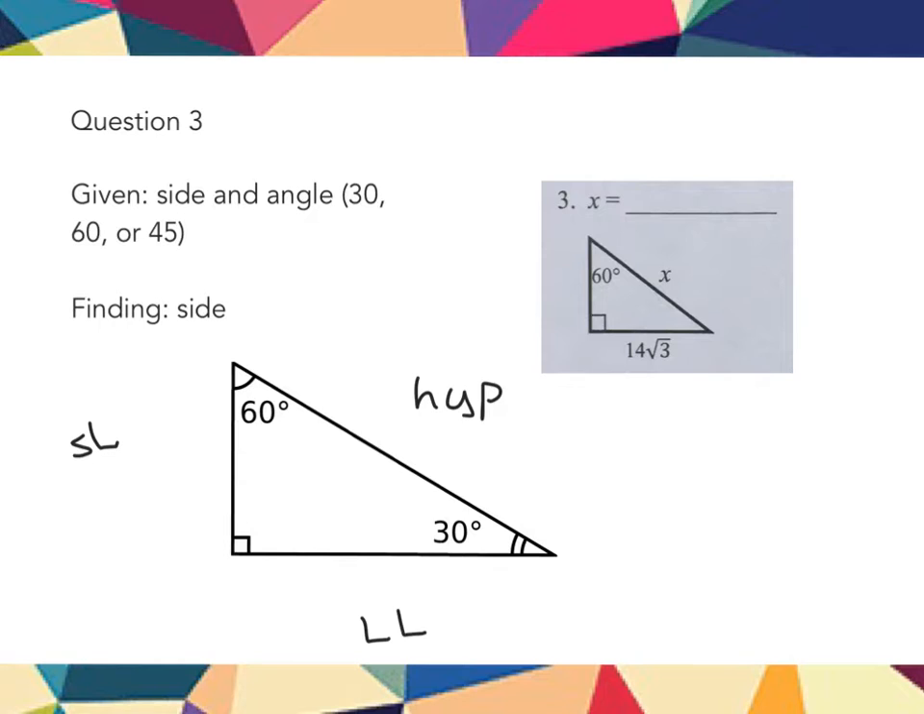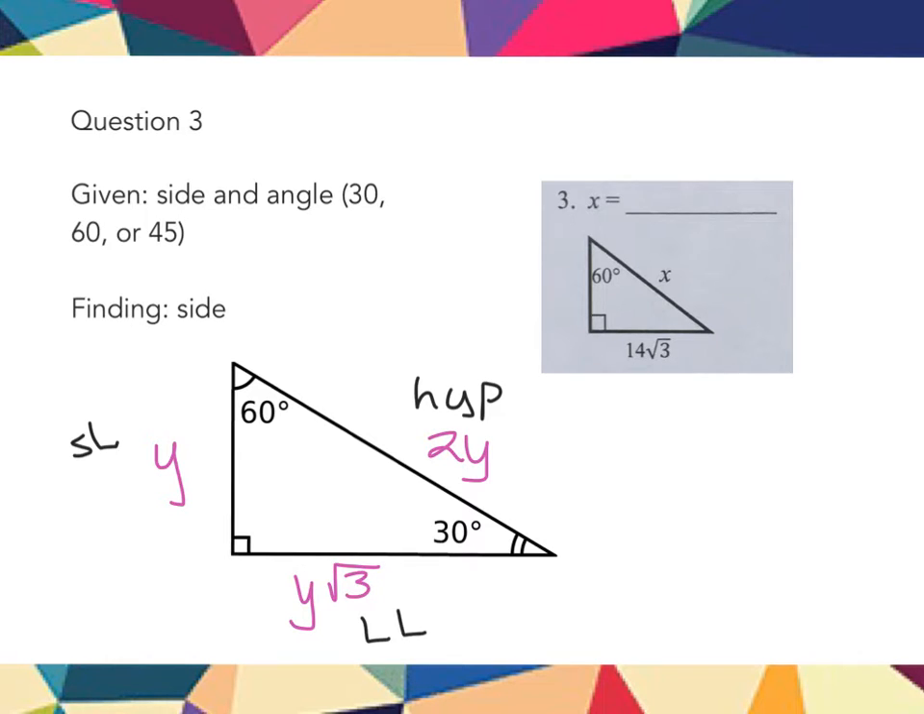So the pattern that we want to remember here is that whatever the short leg is, and you know what, I'm going to use the letter y here since we're already using the variable x in problem 3. So let's call the short leg y. If the short leg is y, the long leg is y times the square root of 3. And then the hypotenuse is always double the length of the short leg, so 2y in this case.